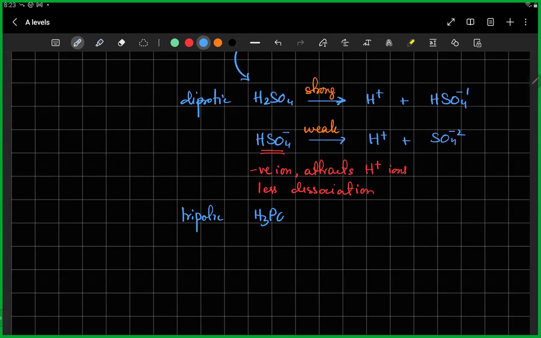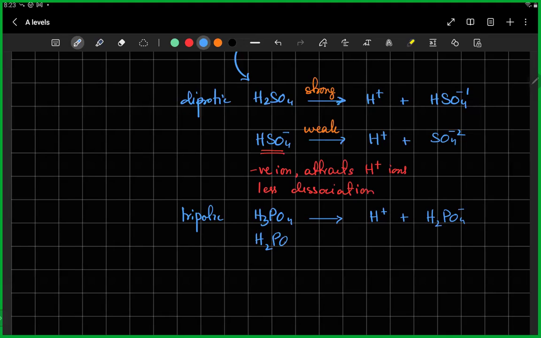Phosphoric acid, it's also considered a strong acid, and it's capable of releasing 3 H plus ions. It's not going to do that in one go, okay? So first it produces one, then two are left, okay?